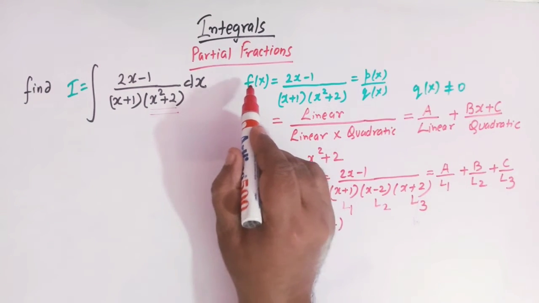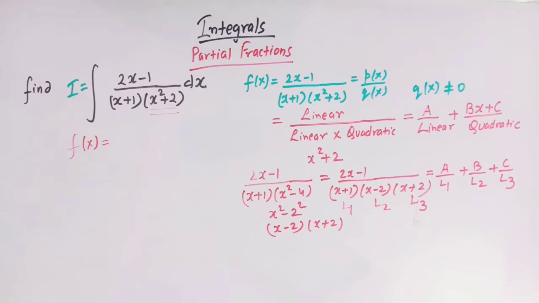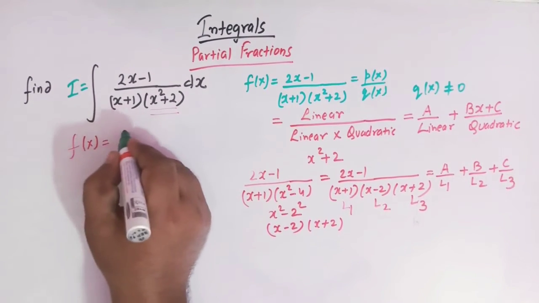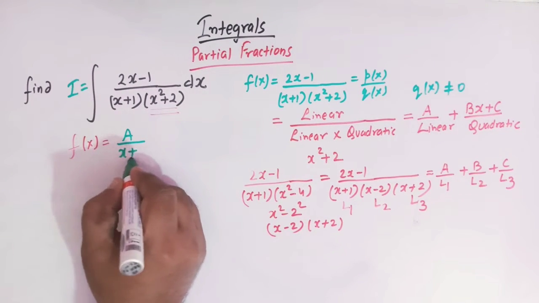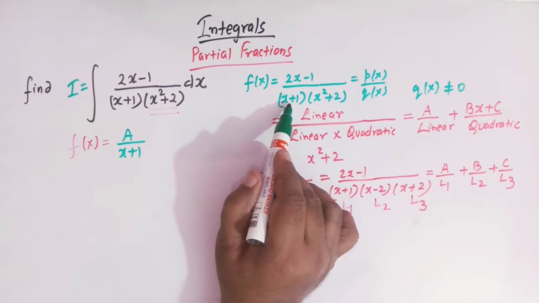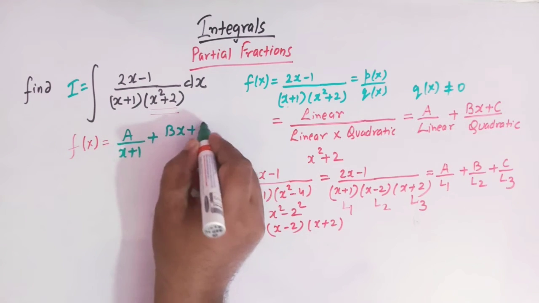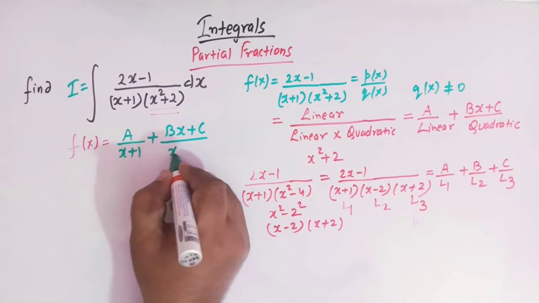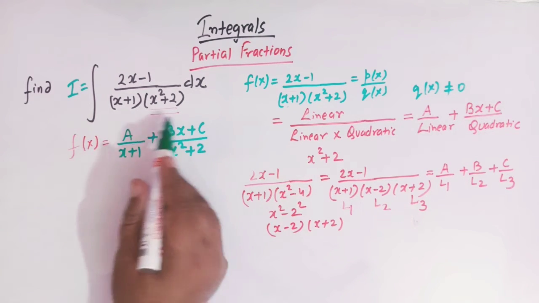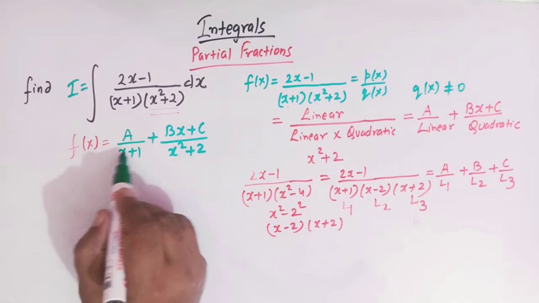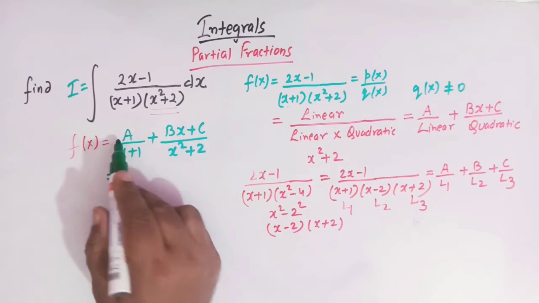So now this function f of x can be written like this. We can write it as a over x plus 1, right? Because this is the first linear factor, and then we have bx plus c divided by x square plus 2, right? So now we have these two partial fractions, right? So now let us simplify it.